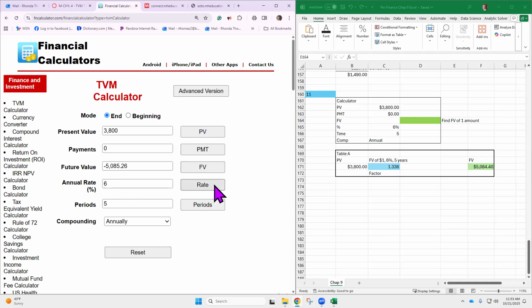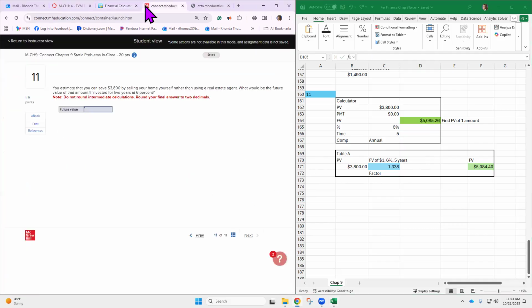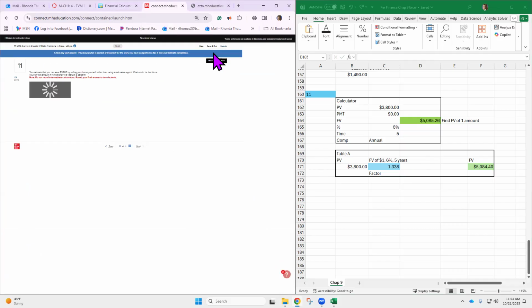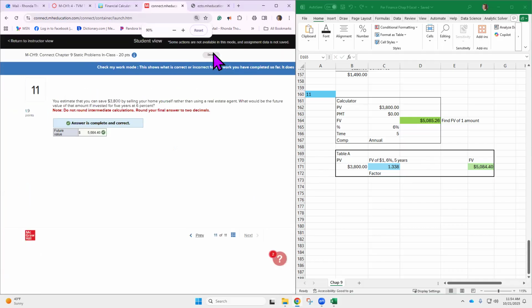Future value, $5,085.26. That is very close to what the table says, so either one of those should work. 5,084.40, I'm going to put that one in. Okay, that should end us with chapter 9's work. I am going to stop the recording now, I think.